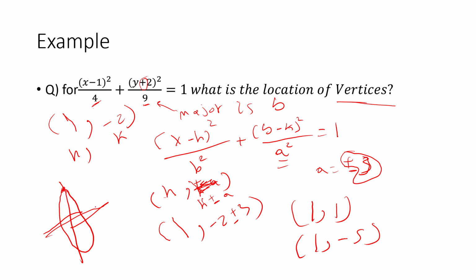So now we only know the vertices. We can find the other values if we want, but the question is not asking for that. So one vertex is at (1, 1), and the other vertex is at (1, negative 5). This is not a very accurate drawing, it's just for illustration.